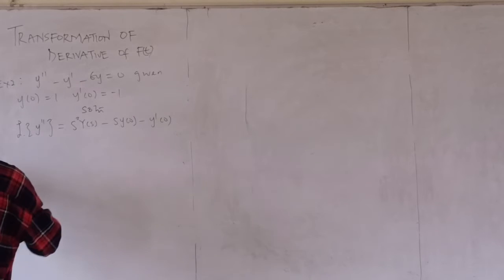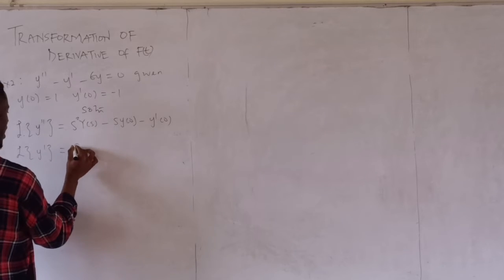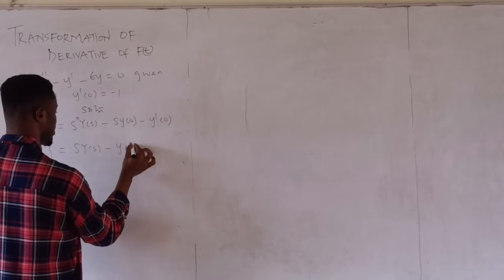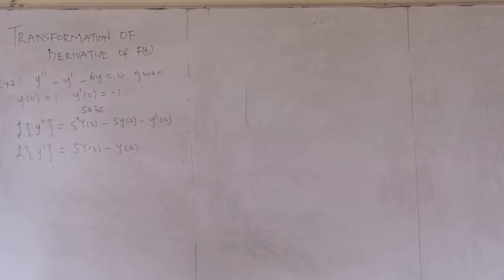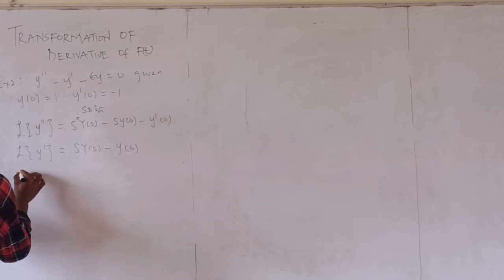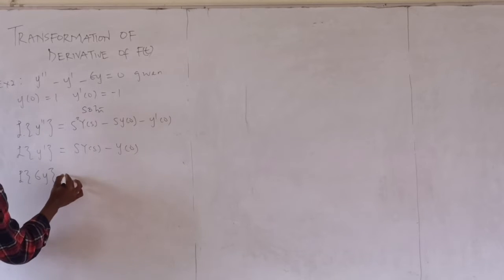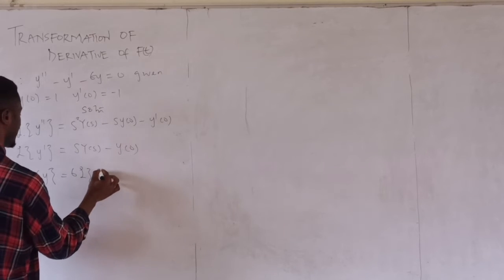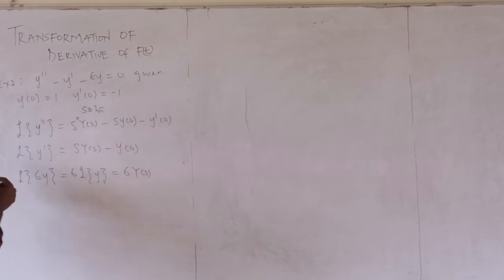Alright, now if you should find the Laplace of y prime, you are going to have s y of s minus y of 0, right? So this is what we are going to have as the answer to the Laplace of this derivative. Now the last but not the least on that function will be the Laplace of 6y. So the Laplace of this 6y, as usual, the 6 can come out of the Laplace, which is 6 Laplace of y. And 6 Laplace of y is equal to 6y of s. So this is what we have.